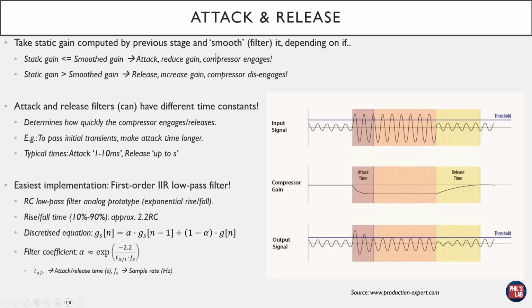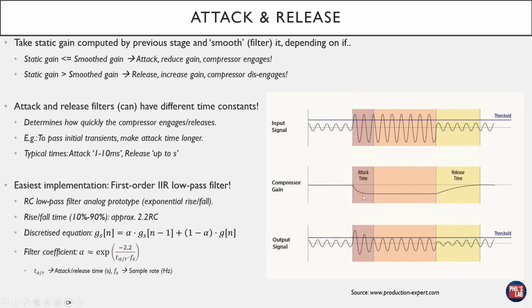There are two scenarios. One is if the static gain is less than our current smooth gain value, so the value of the output of the filter, then we are in an attack stage, because the static gain is saying it's lower than the smooth gain, which means you need to reduce the gain, and which means the compressor engages. This is our attack stage. On the contrary, if the static gain is greater than our smooth gain, so our new computed value is greater than our filtered value, the compressor now disengages, and we are in the release stage where we're increasing the gain. This is shown on the right hand side in this image for a certain input signal, which is below the threshold initially, then input signal amplitude increases, is now above this blue line, this threshold.